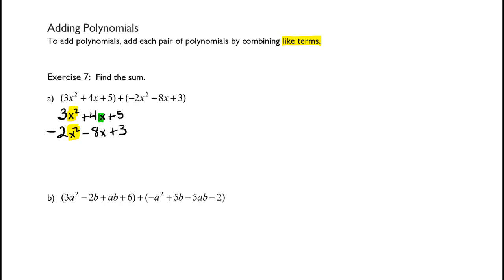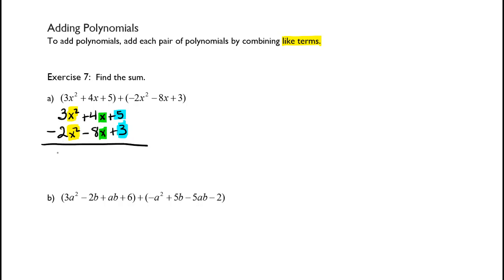Similarly, with 4x and negative 8x, they both have an x to the first power in common, and so I can combine their leading coefficients, 4 and negative 8. And lastly, I have 5 and 3. Well, those are just numbers, and those are pretty easy to add together. We've been doing that for quite a while. So I'm just going to add these down.